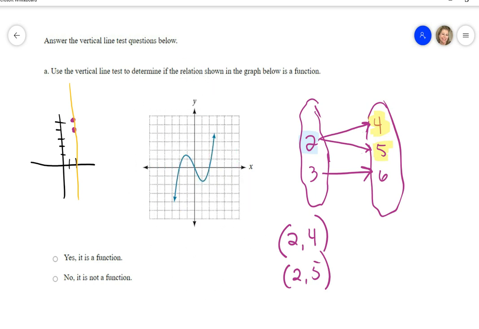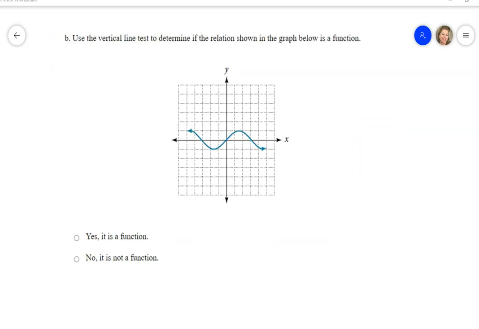And here's the original problem. If I were to draw a vertical line through it, only crosses it once. Here, only crosses it once right there. There, only crosses it once. So, yes, it is a function. Now that's part A. Here is part B. Is this a function? Once again, if I draw a vertical line through it, it only crosses it one place. Here it only crosses it one place. Here it only crosses it one place. I'm trying to find somewhere where it'll cross it in more than one place, and I'm not finding it. So, yes, this is a function.